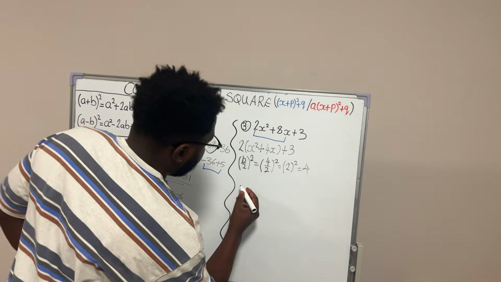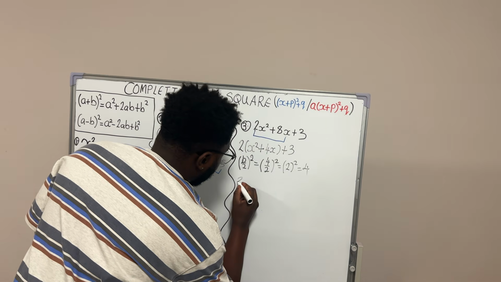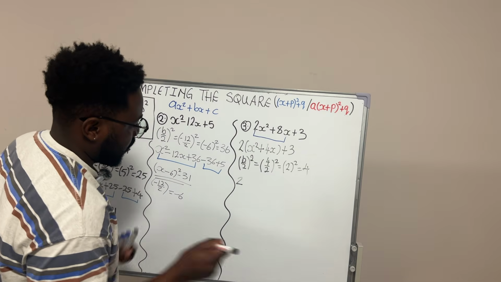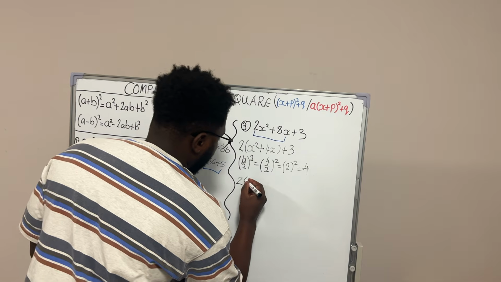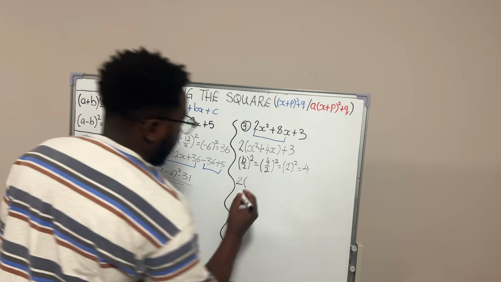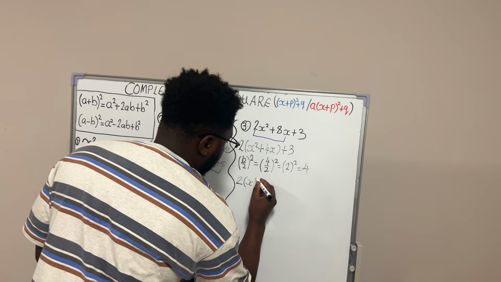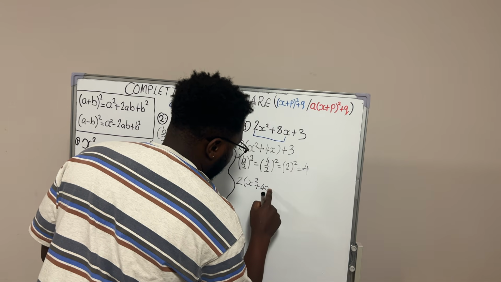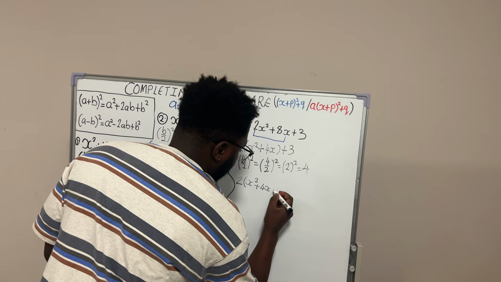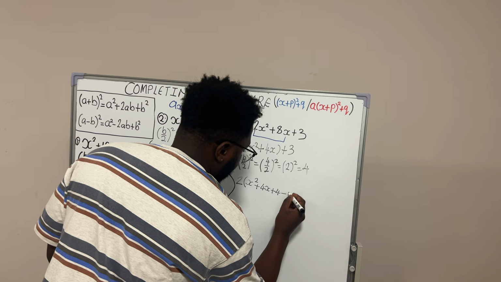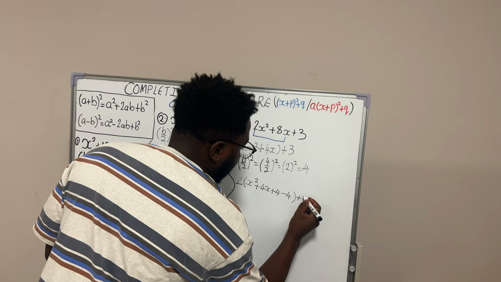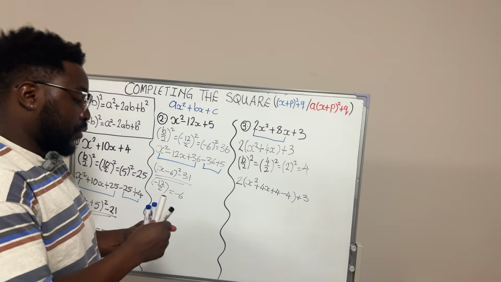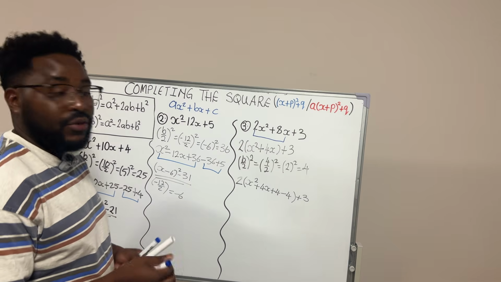So then we shall have 2, open bracket, x squared plus 4x. We're adding a 4, subtracting a 4, plus 3. Yes? Okay, so now what will be our next step? We just have to simplify.